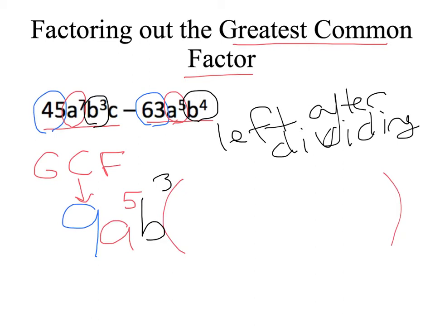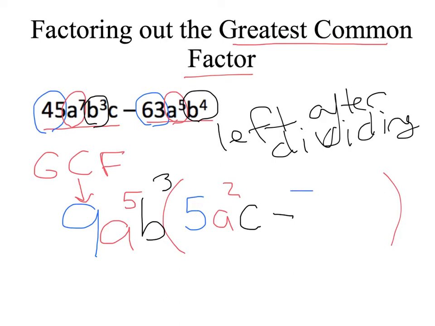Next up, we're going to divide each of these terms individually by the greatest common factor, which is 9a to the 5th b to the 3rd. So, when we divide 45 by 9, we of course get 5. When we take away 5 a's from 7 a's, we're left with 2 a's. If we have 3 b's, we take away 3 b's, no b's left. And then we're just left with 1 c in this first term. The minus stays.